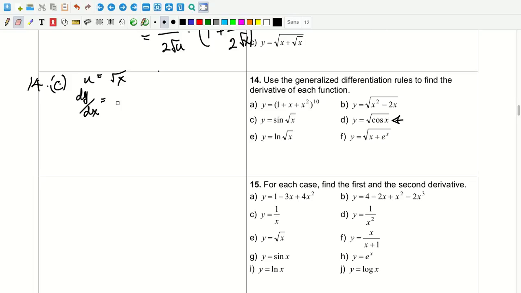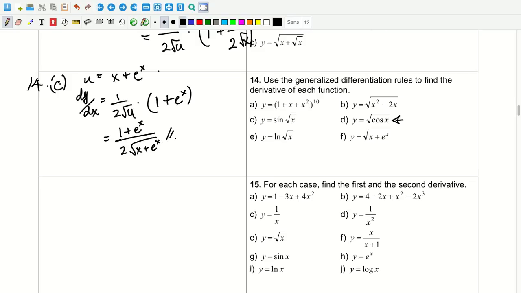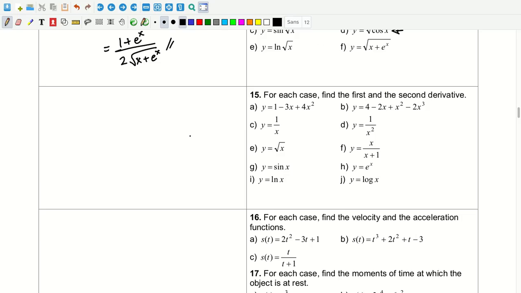Next. Root of x plus e to the x. So x plus e to the x is our magic substitution. And so it would be 1 over 2 root u times 1 plus e to the x. Substitute, and we get, actually I'm just going to group it together, 1 plus e to the x over 2 root of x plus e to the x, and we're done, right? That's that. So that's 14. I just did 6 questions just like that using my chain rule, and we're done.